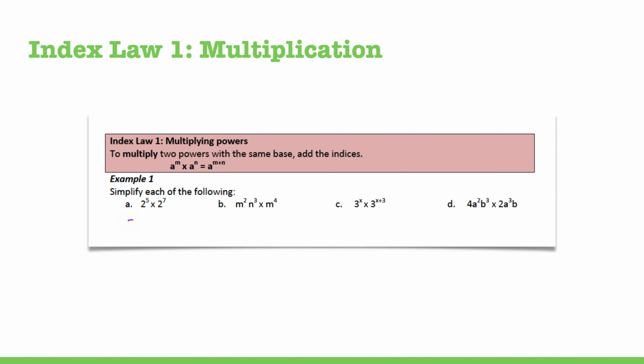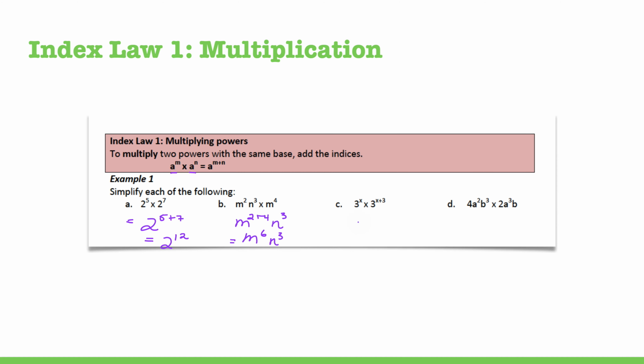Let's practice. Part A, 2 to the power of 5 times 2 to the power of 7 is 2 to the power of 5 plus 7, which is 2 to the power of 12. Same thing goes for part B. Just ensure that the base is the same. If the base is not the same, you cannot multiply them. So here the m's can multiply, but not the n. That will be m to the power of 2 plus 4, n to the power of 3, which is m to the power of 6, n to the power of 3.